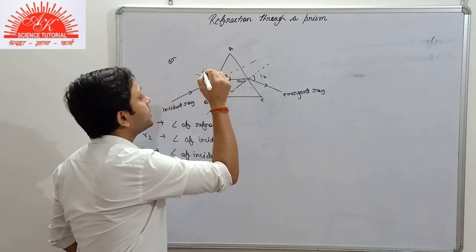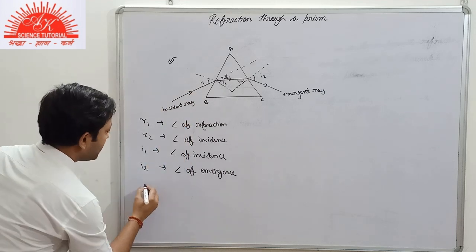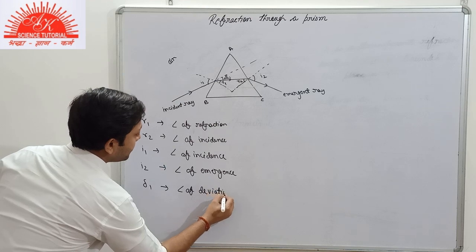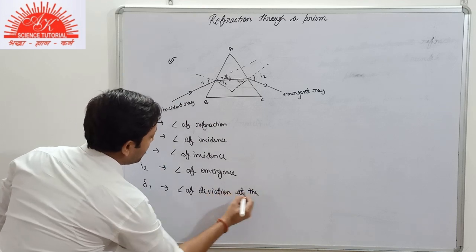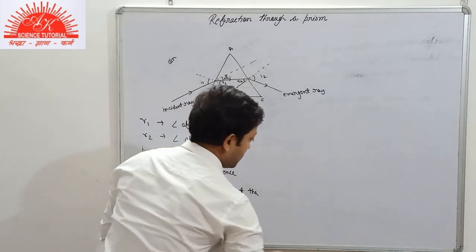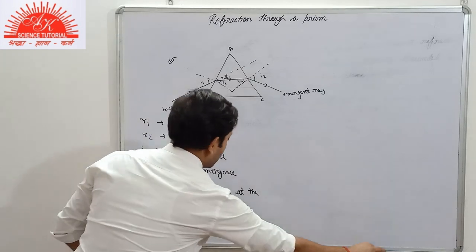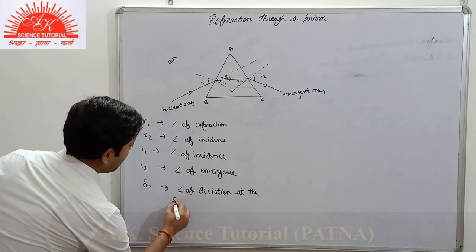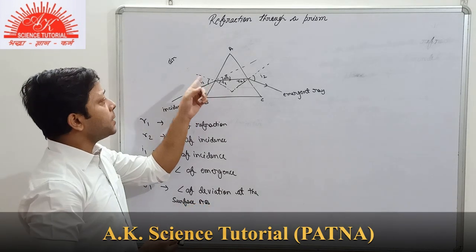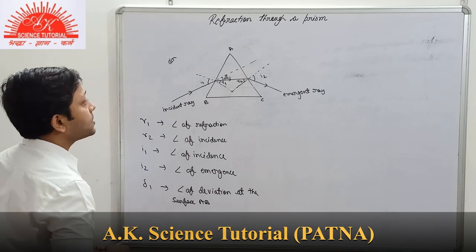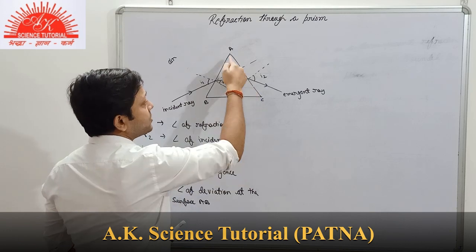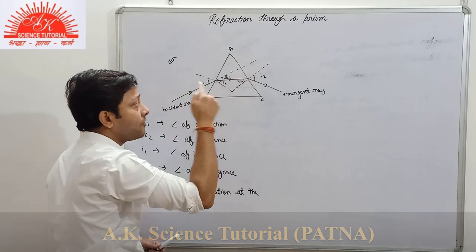Suppose we denote it with delta 1. Delta 1 here is the angle of deviation at the first surface AB. So when the refraction takes place for the first time, this is our angle of deviation. And what about the angle of deviation produced when refraction takes place for the second time, that is at the surface AC?